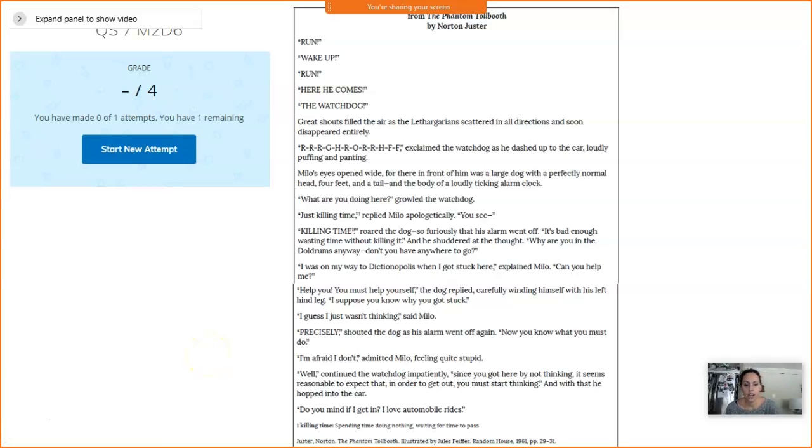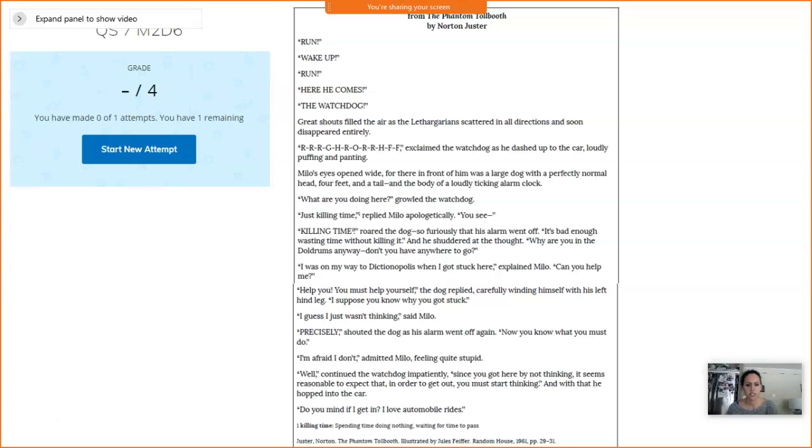"Replied Milo apologetically. You see, killing time," roared the dog so furiously that his alarm went off. "It's bad enough wasting time without killing it." And he shuddered at the thought. "Why are you in the doldrums anyway? Don't you have anywhere to go?" "I was on my way to Dictionopolis when I got stuck here," explained Milo. "Can you help me?" "Help you? You must help yourself," the dog replied, carefully winding himself with his left hind leg. "I suppose you know why you got stuck." "I guess I just wasn't thinking," said Milo.